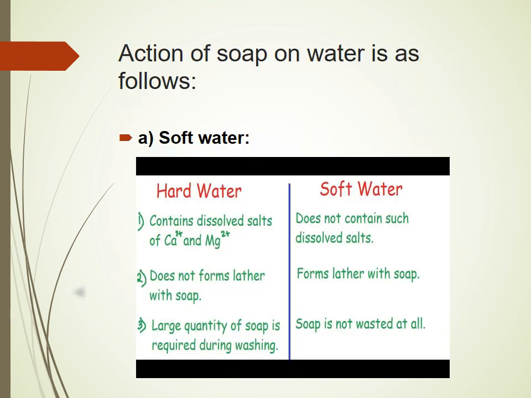So, depending upon the action of soap on the water, there are two kinds of water. The first one is soft water and the second one is hard water. First of all, the water which produces lather readily with soap solution is called soft water, and it is because of the absence of calcium and magnesium salts in the water. It means the water is not hard, that is, it does not contain the mineral salts that interfere with the formation of lather with the soap, and such kind of water is soft water.